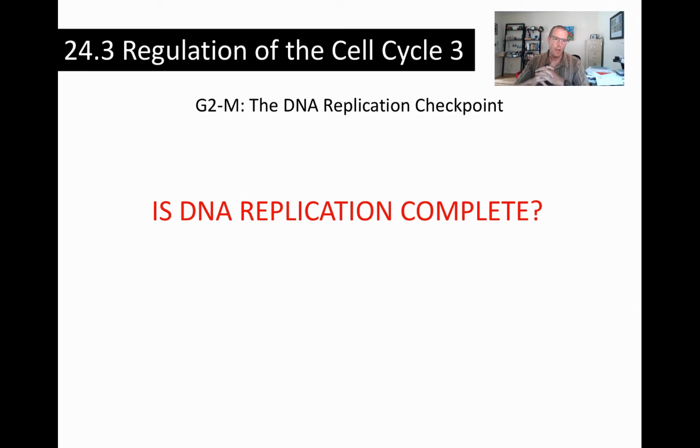Then there's a checkpoint at the G2/M transition, which basically asks the question, is DNA replication complete? That makes sure that every single nucleotide has been replicated before the cells go into mitosis. You don't want to be going into M phase with an incompletely replicated genome, because that will lead to aneuploidy. What happens here is that the final dephosphorylation step in activating the CDKs doesn't happen.